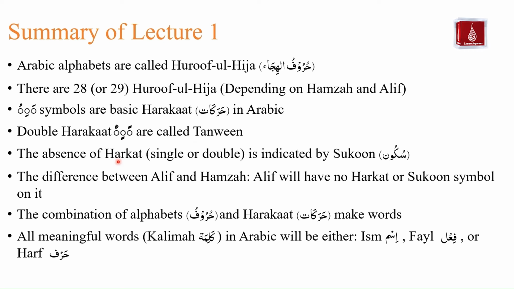The absence of harakat, single or double, is indicated by sukun. The difference between Alif and Hamza is that Alif will have no harakat or sukun symbol on it. The combination of alphabets or huruf and harakat make words. And all meaningful words in Arabic are called kalima. And there are 3 types of kalima: ism, fi'l, or harf.